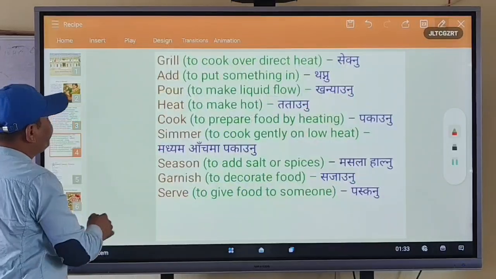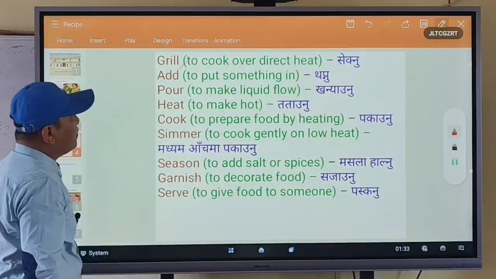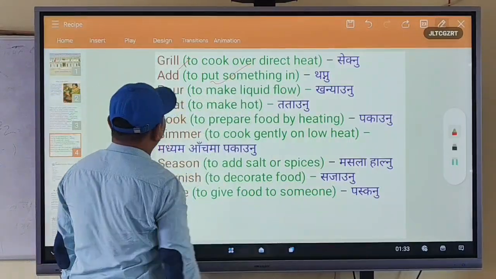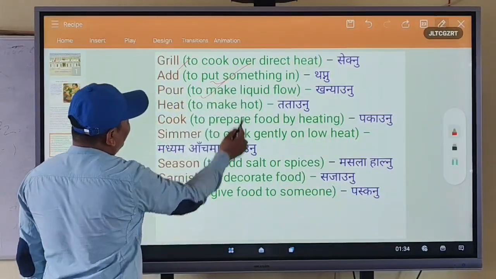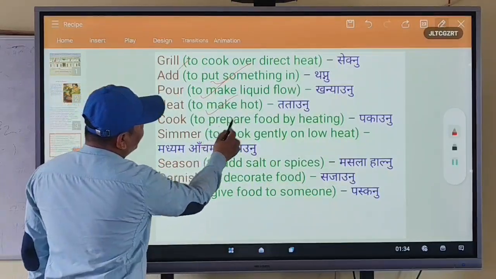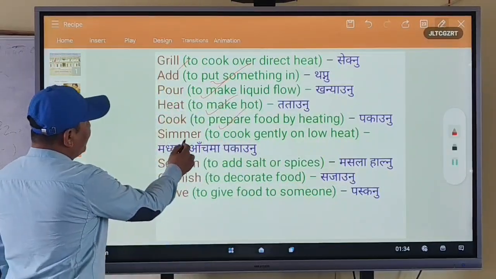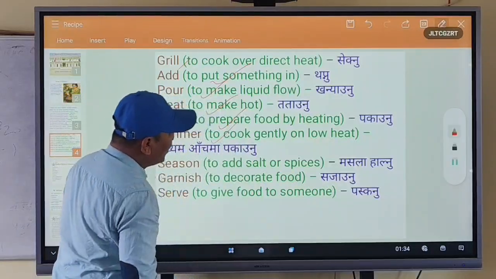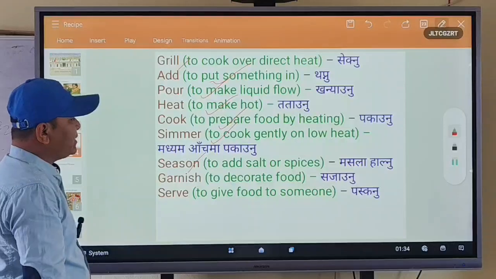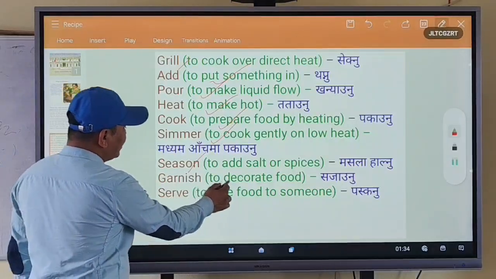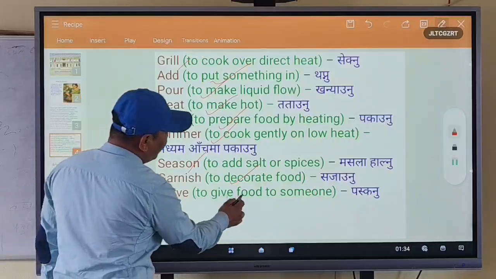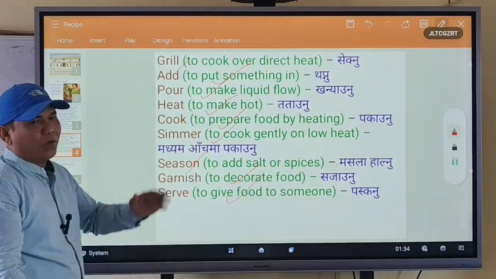Similarly, grill means to cook over direct heat. Add means to put something in. Pour means to make liquid flow. Heat means to make hot. Cook means to prepare food by heating. Simmer means to cook gently on low heat. Season means to add salt or spices. Garnish means to decorate food. Serve means to give food to someone.